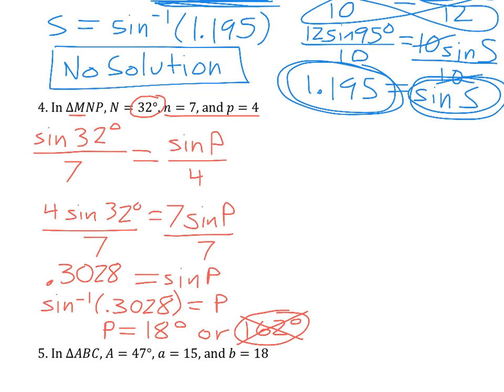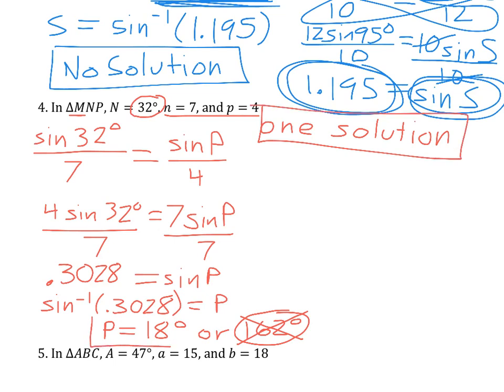Okay, so the first part of the directions was actually state whether it has no solution, one solution, or two solutions. So let's do the first part and say there is one solution. And we could start boxing our answers. So there's our first answer.